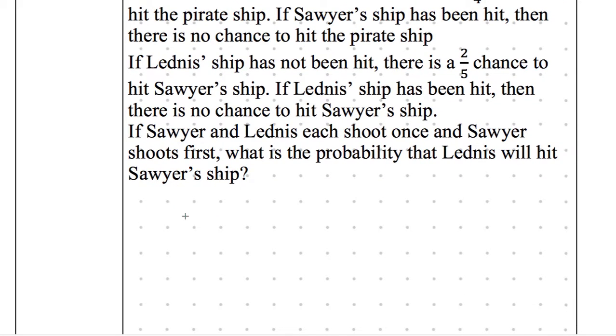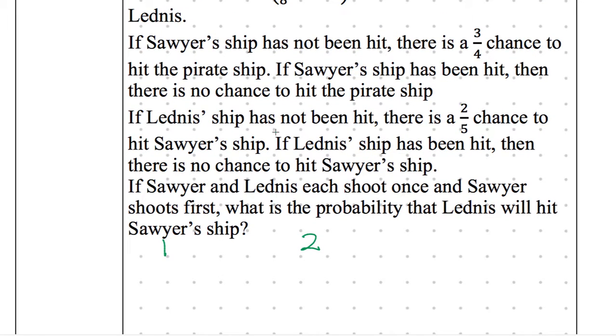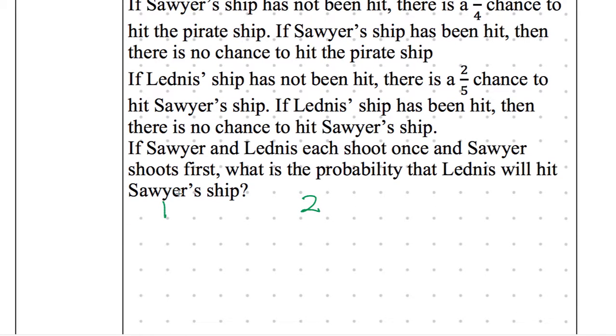So what has to happen first? There are 2 events that have to happen. The first event is Sawyer shooting Leadness. The ship, I should say. Got to make it appropriate for school, right? So if Sawyer hits Leadness's ship, that means there's no chance that Leadness will hit Sawyer's ship, which means that's impossible. So in order for Leadness to even hit Sawyer's ship, Sawyer has to miss, just by the way this problem is outlined. Remember, Leadness will hit Sawyer's ship only if Sawyer misses.